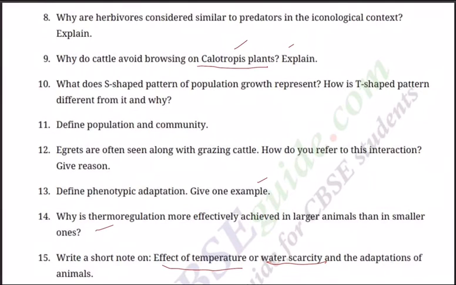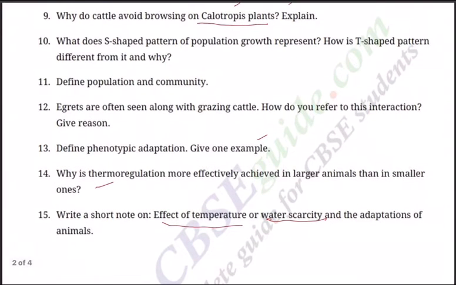Question number 14. Why is thermoregulation, temperature regulation, more effectively achieved in larger animals than in smaller ones? Here it is the volume of the animal, whether big animal or small animal, versus surface area. Okay. Question number 15. Write a short note on the effect of temperature or water scarcity and the adaptations of animals.